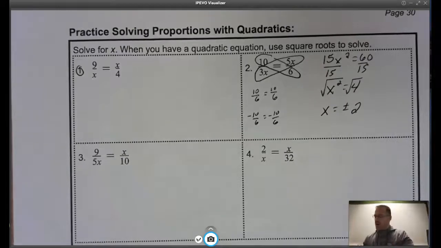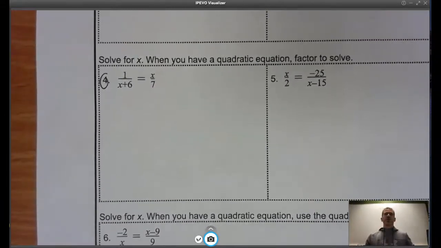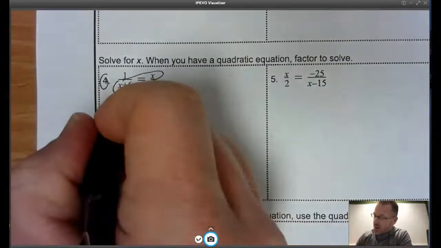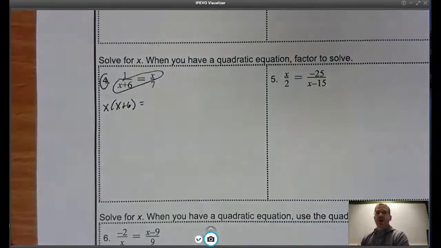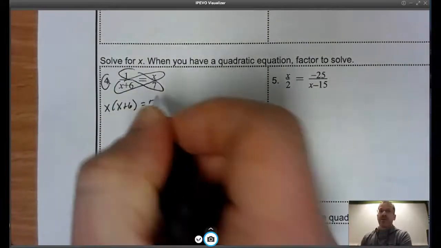Now let's go down and look at number 4. This one's a little bit longer in process, and you'll see why as we go through a couple steps. Once again, we're going to start number 4 using that cross product property. So I'm going to cross multiply here. I'm going to write this out as x times x plus 6 just so I can emphasize my distribution. And then I do 1 times 7, and that gives me 7.